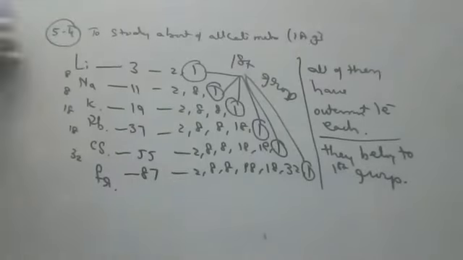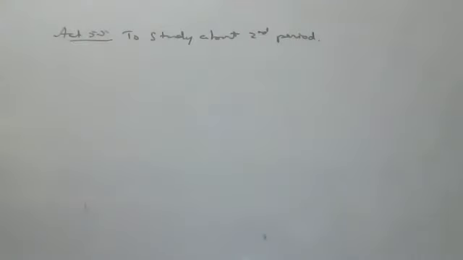Children, 5.5 activity. One outermost electron, so they belong to the first group. If you look at the modern periodic table, to study about the second period, write down activity 5.5, aim: to study about the second period. What are the elements in the second period?